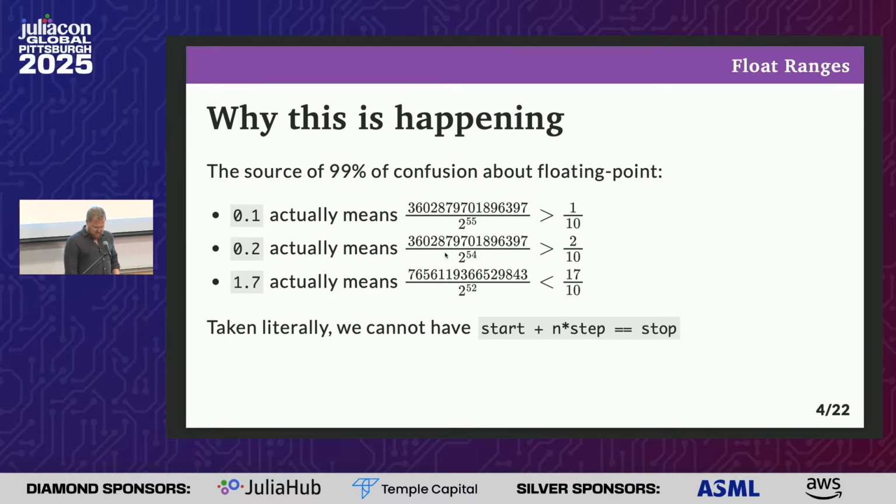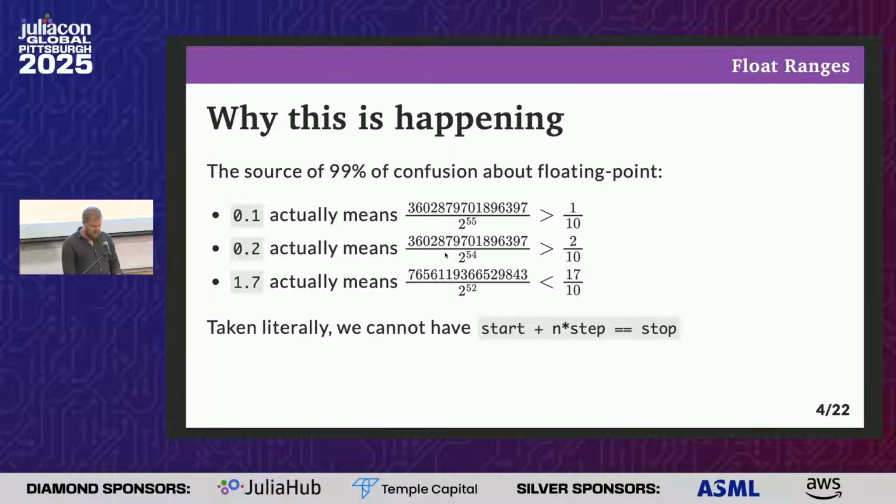All right, so why this is happening, this is actually the source of 99% of confusion about floating point, is that 0.1 actually means this kind of nasty number. Every floating point number is of the form integer times a positive or negative power of 2. So every fraction you're approximating, you're finding something of that form that's as close to the actual value 1/10 as possible. In this case, 0.1 is slightly higher than the actual value 1/10. 0.2 is slightly higher also.